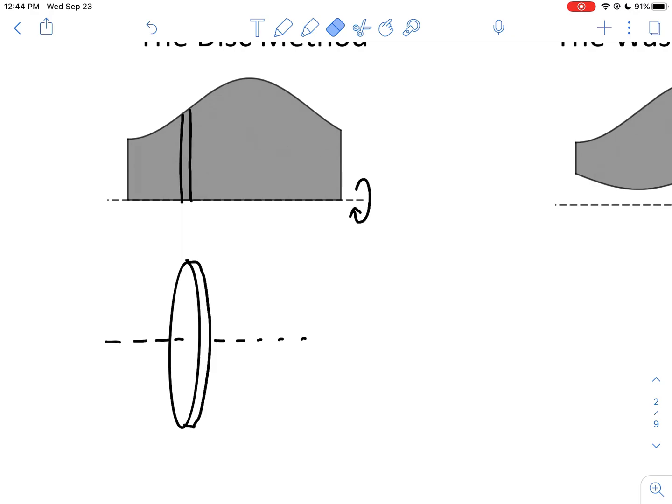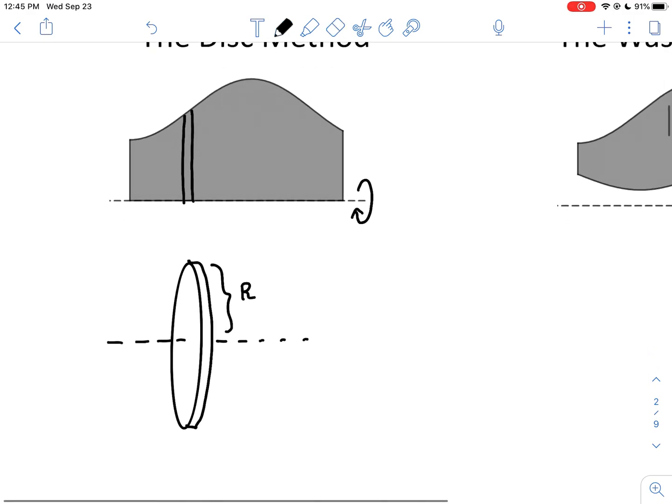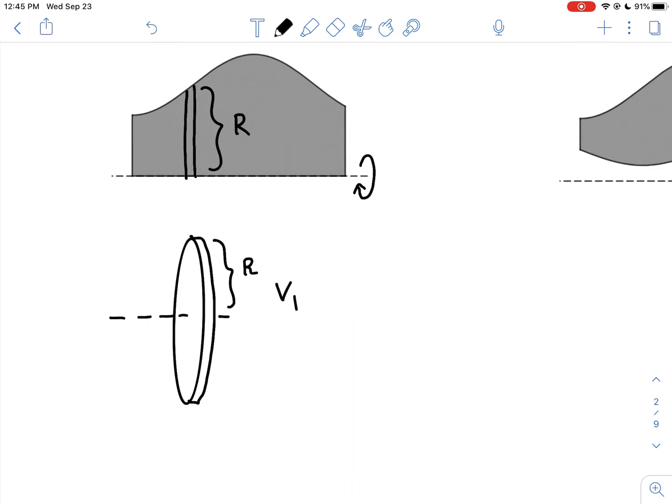And since I can find the cross-sectional area, if I can find the volume of this disk, then all I have to do is add up the volume of all the disks, and I can get the volume of the entire solid. All right, so we need a few labels in this picture. We'll use a capital R for the radius of this disk, which in this picture would be how long the strip is. And then the volume of the disk is equal to the cross-sectional area, which is pi r squared, and then times the thickness.